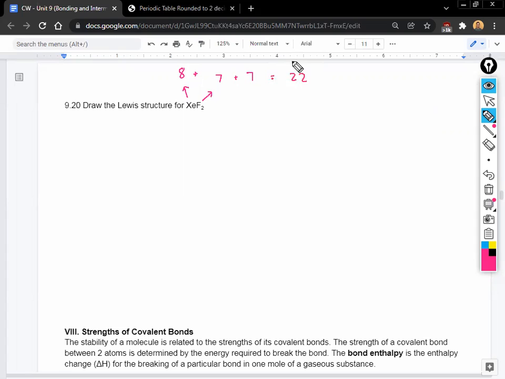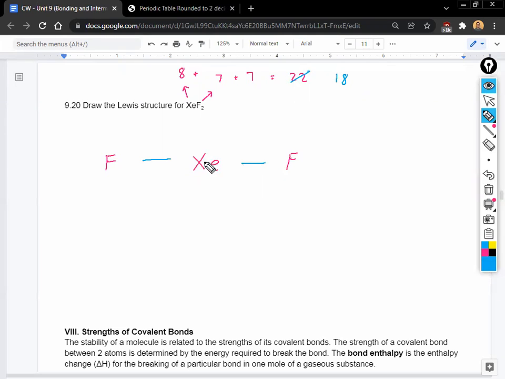Okay, 22. So we're going to put Xe in the middle because F is more electronegative than Xe. Then we're going to put the F's around it because F is the most electronegative. And so we're going to draw 2 lines. That's 2, 4. That's going to get me down to 18 valence electrons.